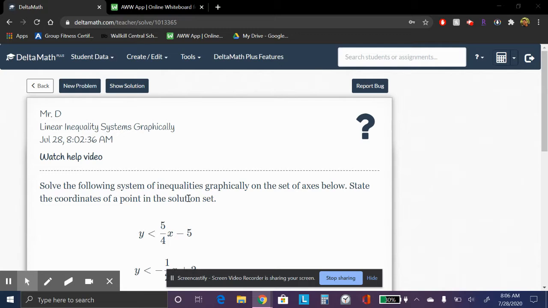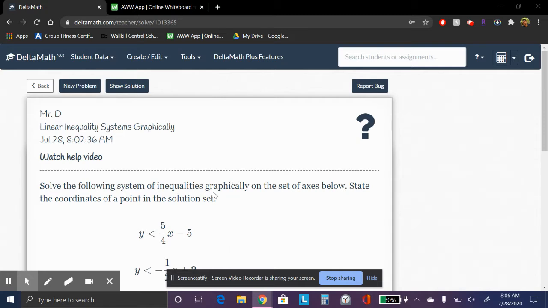So remember when we graphed inequalities before, we still graphed them like we did with a regular line in y equals mx plus b form. But remember, we had to make a dash or a solid line, and we had to shade above or below based on where the inequality is pointing. Remember that thing I told you guys: when the inequality points away from y, you shade above. If it points to y, you shade below.